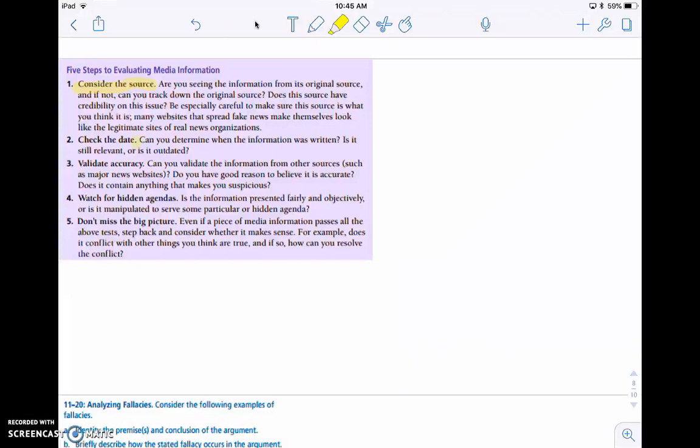Next thing, check the date, make sure that it's when it was written. Is it relevant? Is it outdated? Then you need to do your best to validate the accuracy. Is there a good reason to believe that it's accurate? Or is there anything that makes you suspicious about that? Watch for hidden agendas. Are they presenting things fairly and objectively, or do they seem to be trying to manipulate or hide something?